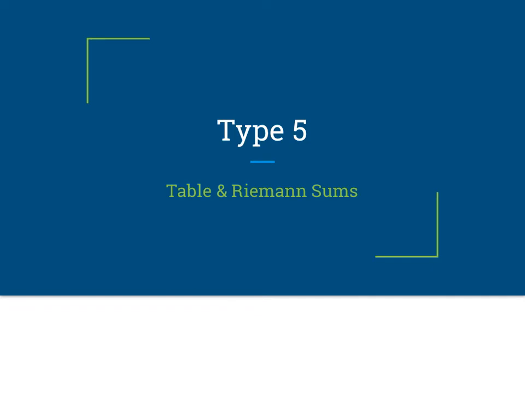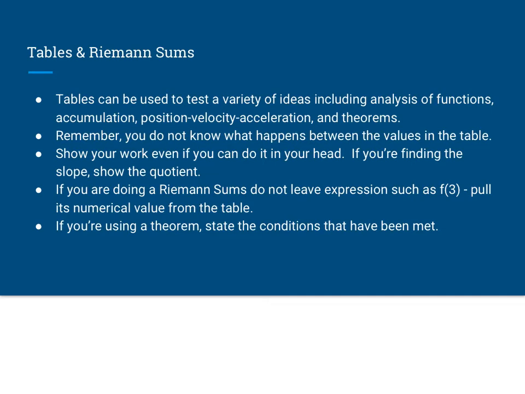Here we go. We're on type 5. Type 5 is when you are given a table and probably a Riemann sums question, possibly or separate. So I'm going to show you a couple table questions in our examples today. First of all, a couple of tips you need to know about these types of problems.